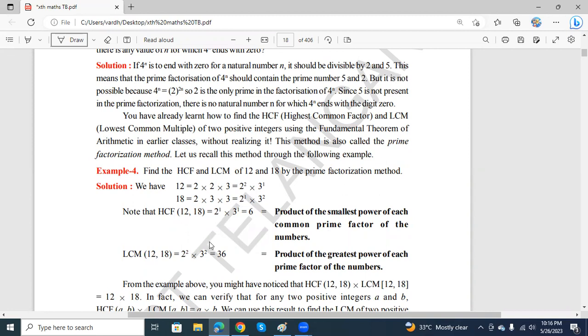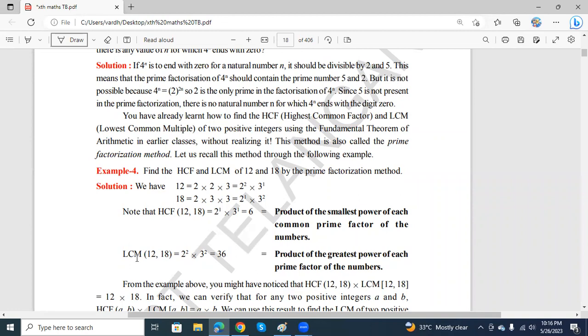So we will write 2 square into 3 power 1 and 3 square. Which is the greatest power? 3 square is the greatest, so we will take 3 squares. So 2 square is a 4, 3 square is a 9, 9 times 4 is a 36. That is the LCM.